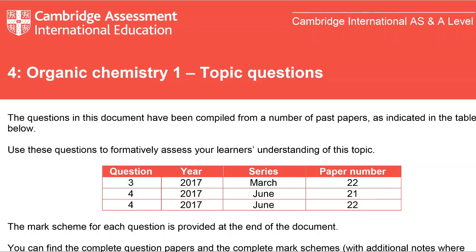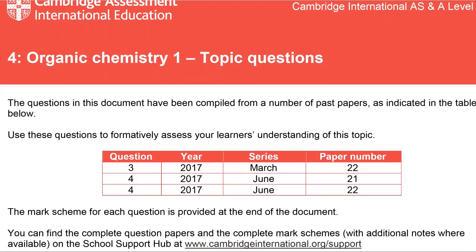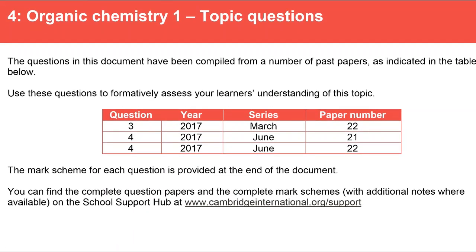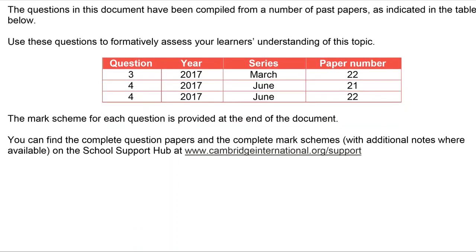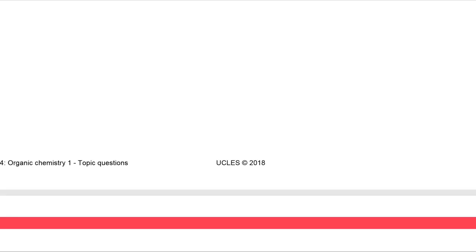In this episode, I'm going to solve three different questions, and all of them are about organic chemistry. These three questions are quoted from different past papers, which are listed in this table. So we have three questions. Question number 3 is from year 2017, March paper 22, and question 4 is from 2017, May June series 21, and question 4 again, year 2017, May June series, sorry, paper 22 again. So let's start with question number 3.